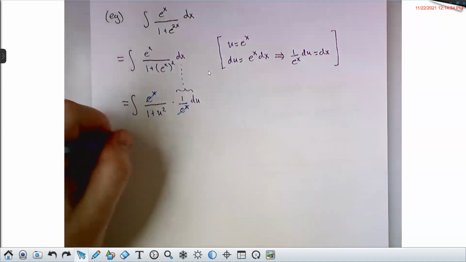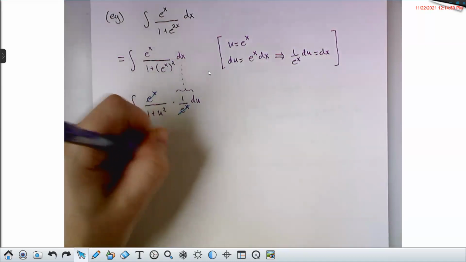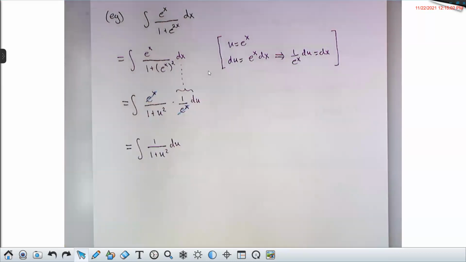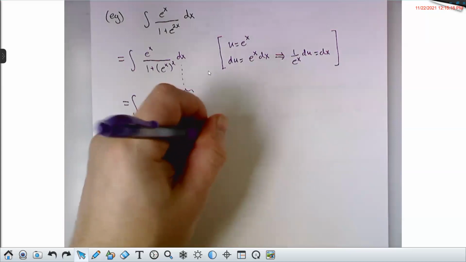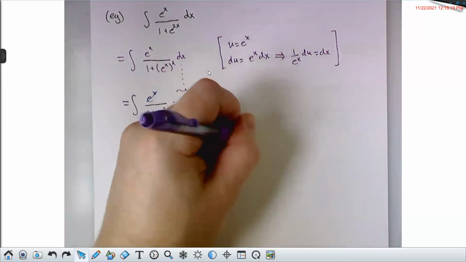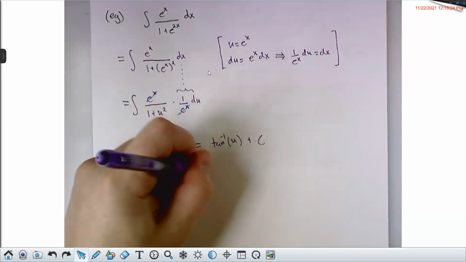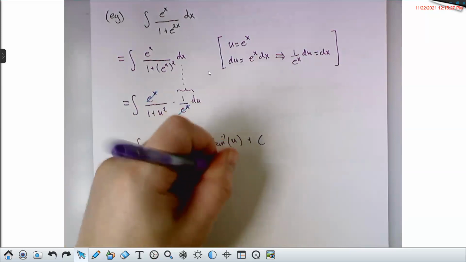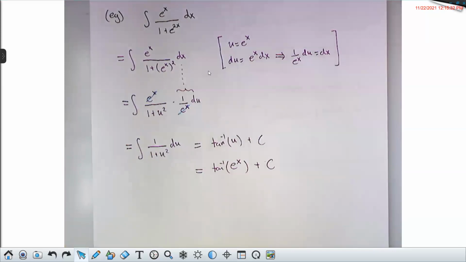So I'm left with, by now you know, one of my favorite functions, or the derivative of one of my favorite functions, whose derivative is 1 over 1 plus u squared. Tangent. Good. Yeah, this is the inverse tangent of u plus c. And then because u is e to the x, this is the inverse tangent of e to the x plus c, like this.